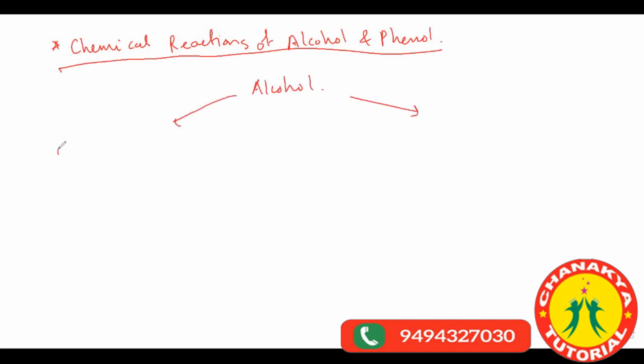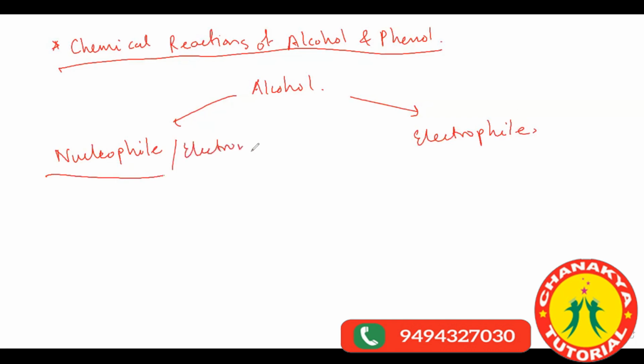In the first way, it can act as a nucleophile, right? And in another way, it can act as an electrophile. So whenever it acts as a nucleophile, it acts as an electron-rich species, right? Sorry, I have written the wrong spelling for this. Electron-rich species. And whenever it acts as an electrophile, at that time it will be electron deficient.